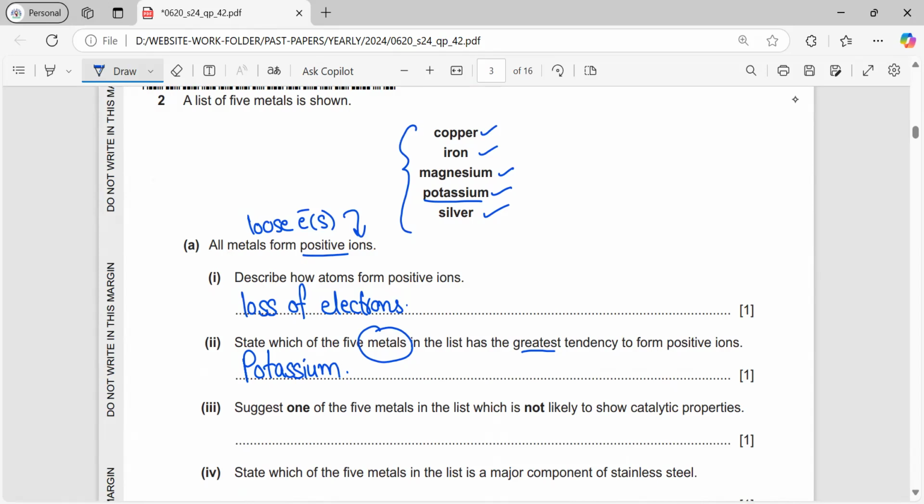Suggest one of the 5 metals in the list which is not likely to show catalytic properties. Catalytic properties are shown by transition metals. From these, copper, iron, and silver are transition elements. So magnesium and potassium are the ones which are not likely to show catalytic properties. So you can write any one, potassium or magnesium.